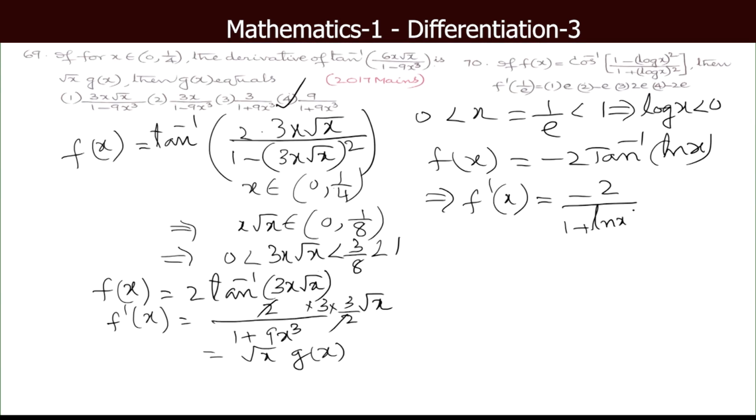So therefore f(x) is minus 2 tan inverse ln x, and f dash x is minus 2 by 1 plus (ln x) whole square into 1 by x. So f dash 1 by e. When you replace x by 1 by e, ln x is minus 1, (ln x) whole square is 1, 1 plus 1, 2, and 2 can cancel, therefore this is minus e, which is the option 2.